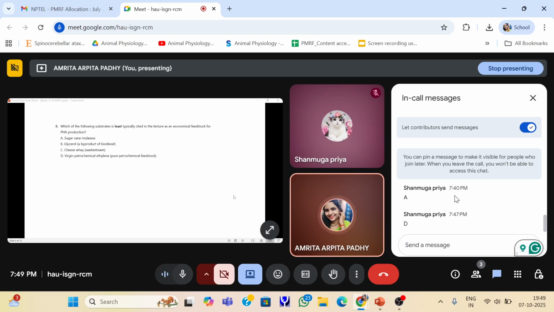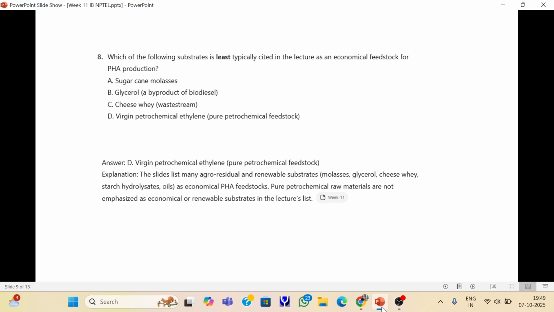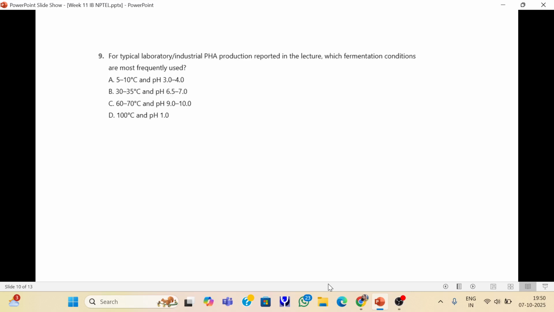Okay, let's see what is the correct answer to this question. It is D, virgin petrochemical ethylene, which is the pure petrochemical feedstock. So this is the one which is least used as an economical feedstock for PHA production because it is a petrochemical feedstock. There are many agro-residual and renewable substrates listed as economical PHA feedstocks in the lectures, like molasses, glycerol, cheese whey, starch hydrolysates, or oils. Whereas pure petrochemical raw materials are not emphasized as economical or renewable substrates, right? Moving on to the next question.